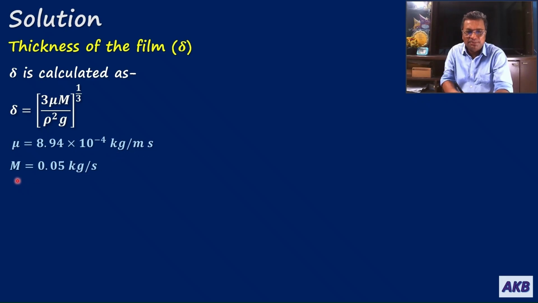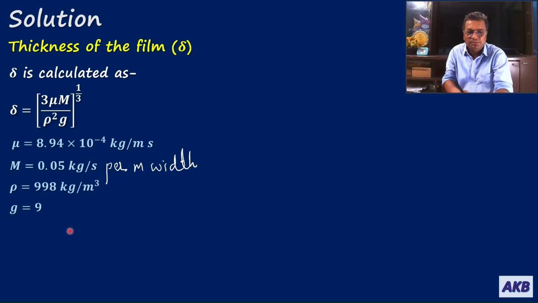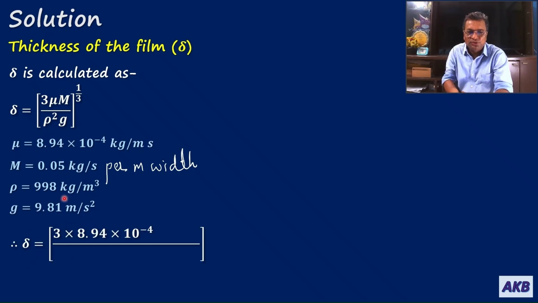Then the mass flow rate, that is capital M, is given to us as 0.05 kg per second per meter width of the film. So this is per meter width of the film, you please remember. Per meter width of the film. You please remember it. Then density rho is 998 kg per meter cube. G is 9.81 meter per second square. So you just have to use these values.